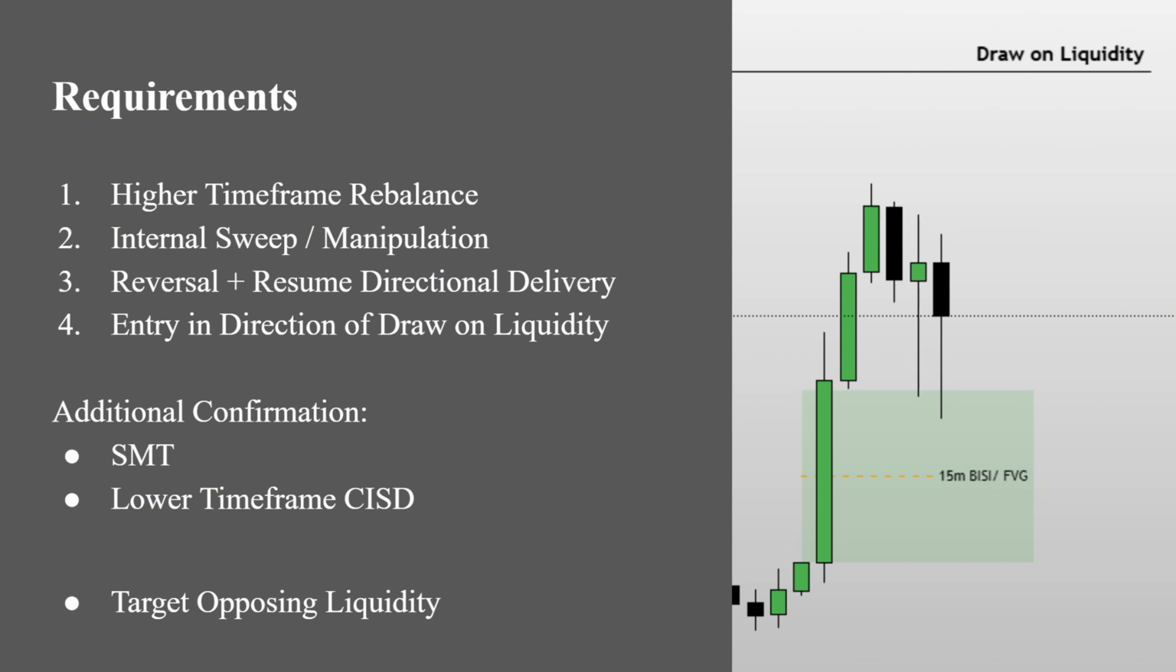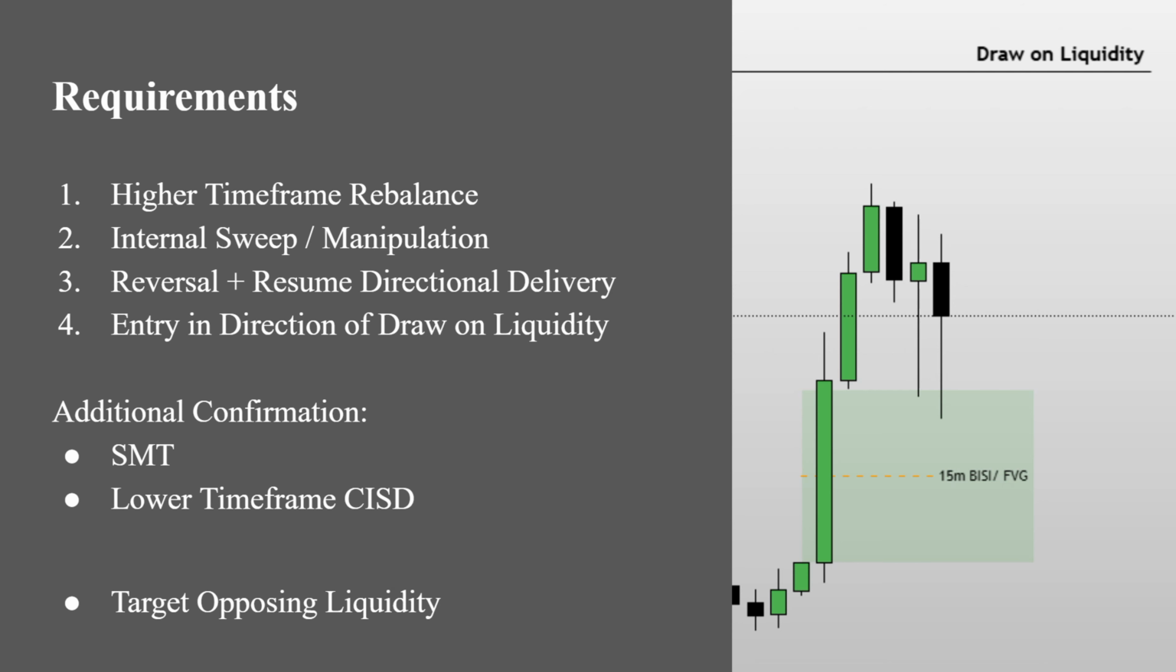You wait for that internal sweep, that internal manipulation, a sweep of liquidity. And price often on that retracement will form that internal sweep into that rebalancing of that imbalance. It will manipulate to the downside if the draws are above, or vice versa. And you wait for that manipulation, the reversal, and for price to resume its intended directional delivery. And so you enter in that direction of that drawn liquidity.